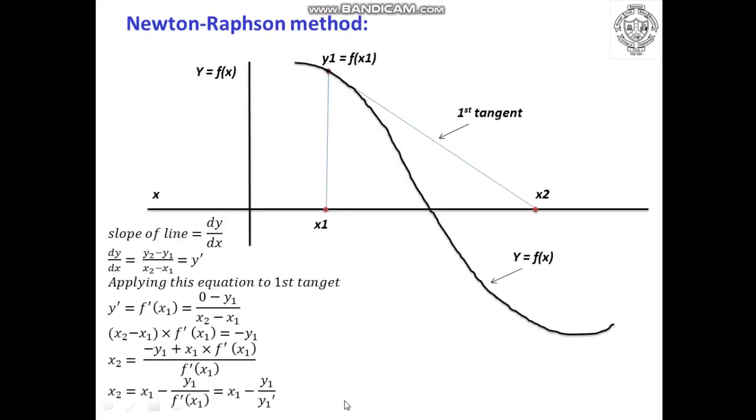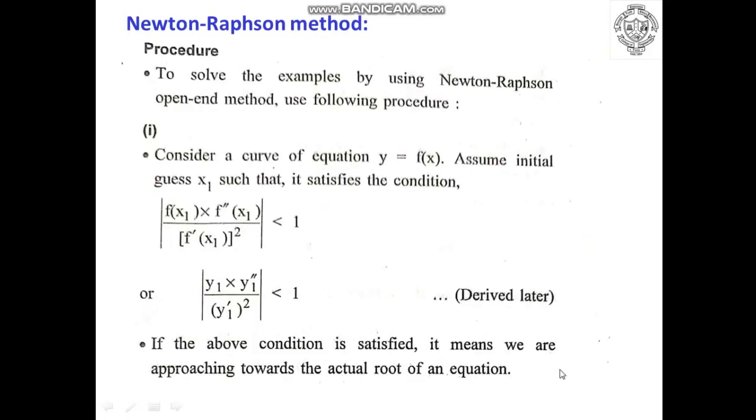So try to remember this formula, because it is to be used for each iteration to find the value of the new approximated root, that is x2 for the second iteration, x3 for the third iteration, and so on. Now let me explain the procedure to solve the Newton-Raphson method analytically.